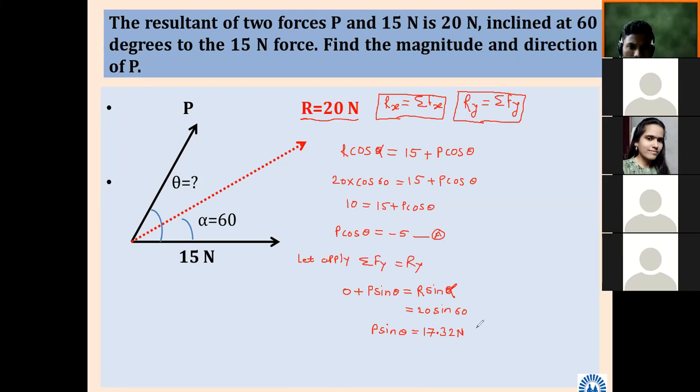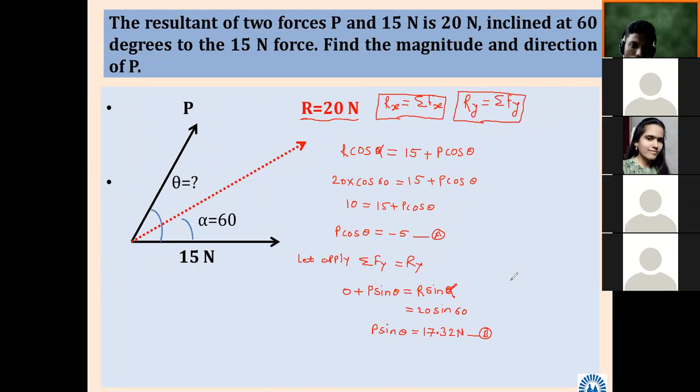Now, this will be equation number, I will give something like B. So from equation A and equation B, is it possible to calculate theta? Yes, sir. How can we calculate? Suppose I use tan square theta plus cos square theta is equal to 1.